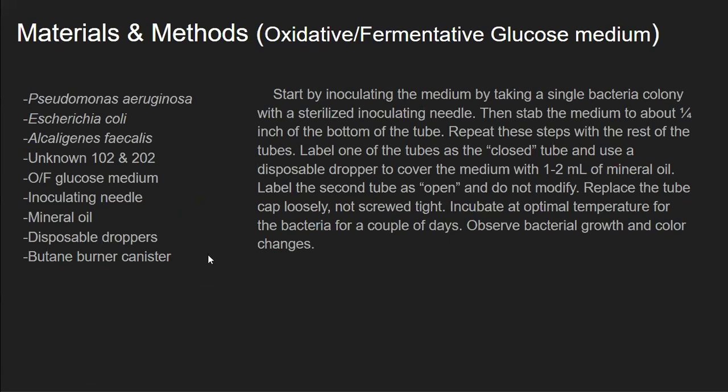Label one of the tubes as the closed tube and use a disposable dropper to cover the medium with 1 to 2 milliliters of mineral oil. Label the second tube as open and do not modify. Replace the tube cap loosely, not screwed tight. Incubate at optimal temperature for the bacteria for a couple of days, then observe bacterial growth and color changes.